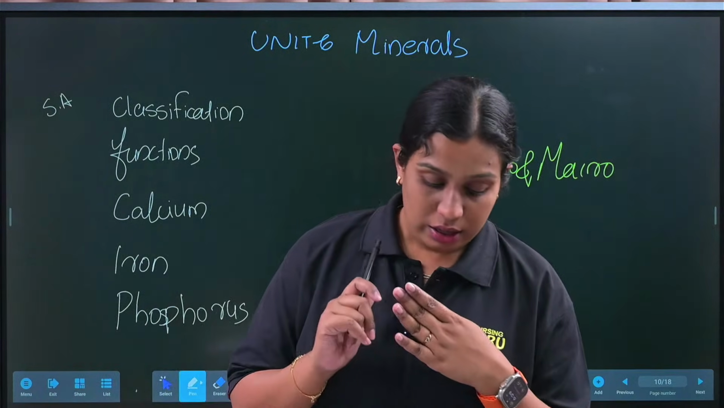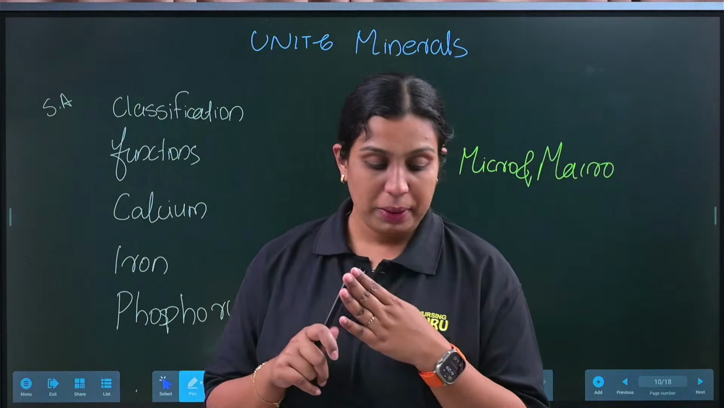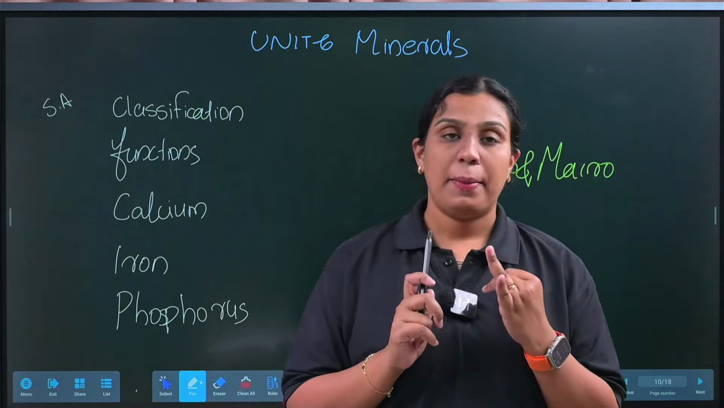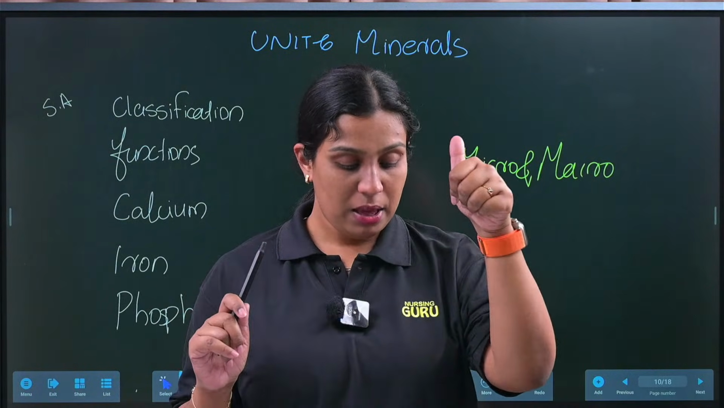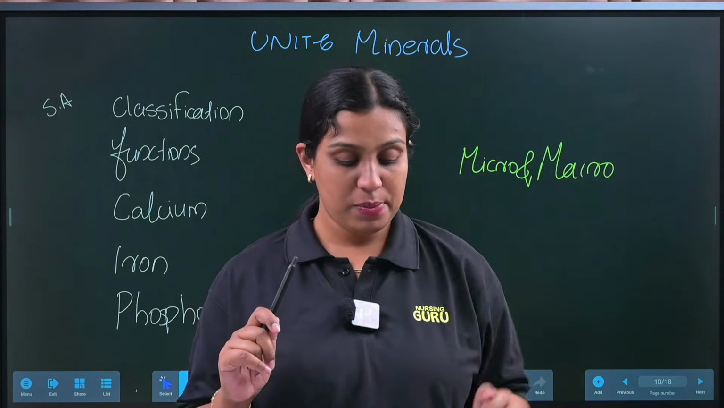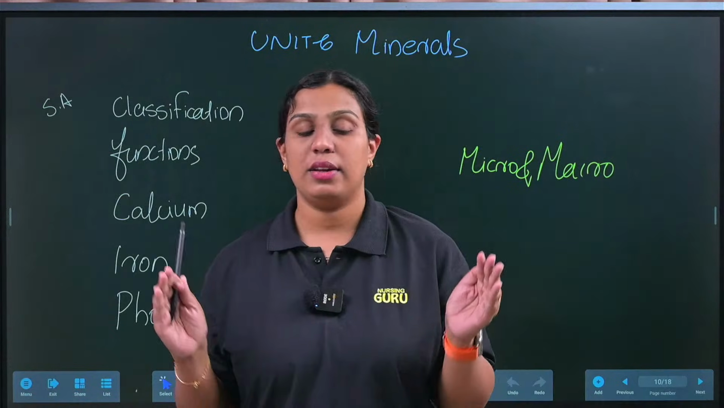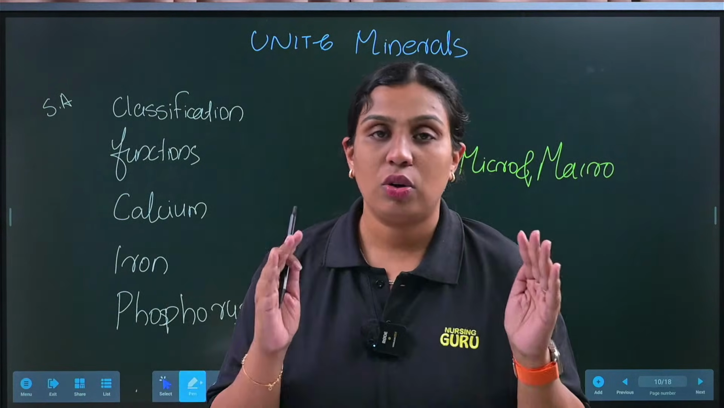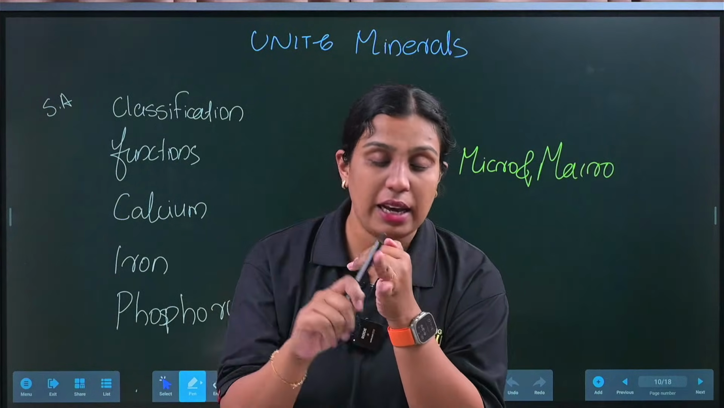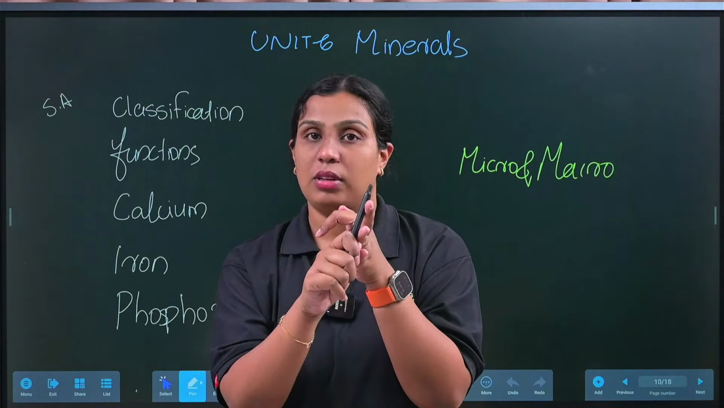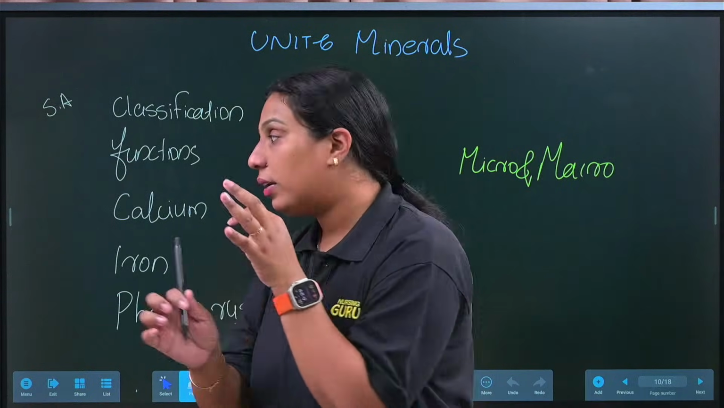Next, about minerals, the classification: major minerals include calcium, phosphorus, sodium, potassium and magnesium, and trace minerals. These are the things we are learning in this unit, and not only these, but also the functions of these minerals, dietary sources and RDA. Clear?